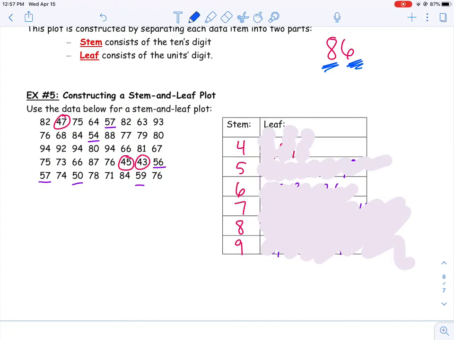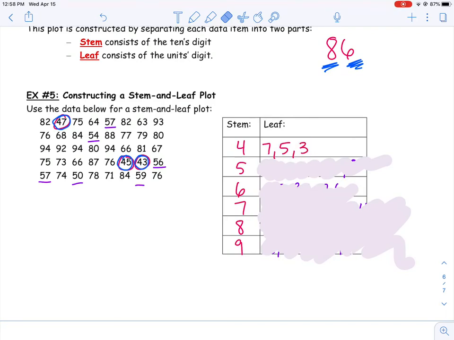When I go through and look, I notice that the first 40 was a 47. So that's what I'm going to put here. I'm going to put the 4 as my stem and the 7 as my leaf. I'm going to go through my data again and find the next 40. And I notice that there was a 45 and a 43. So I'm going to list those, 45, 43.